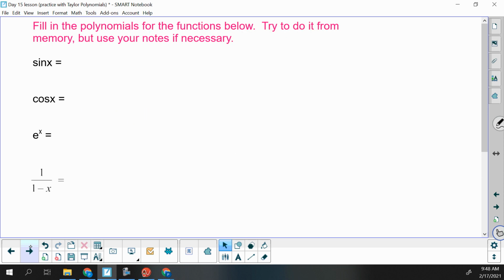So we want to test to see what you know. See if you can write out 3 or 4 terms for each of these. So take a second, pause the video. See if you can test yourself without looking at any previous notes. And then hit play and we'll go over these quick to see how you did. So go ahead, pause now.